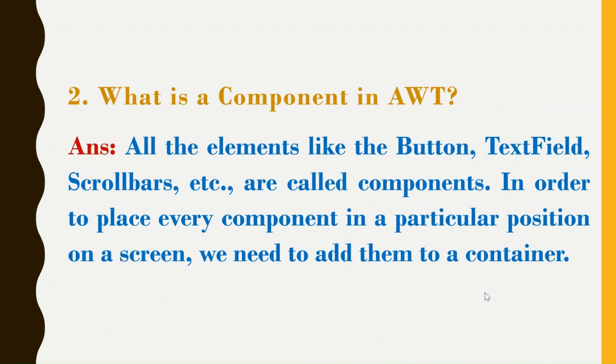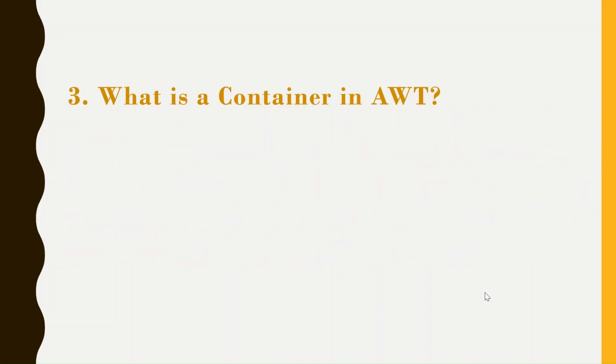What is a component in AWT? All the elements like the button, text field, toolbars, and apart from that we have checkbox, and checkbox group to create a radio button, then list, etc., are called components. And in order to place every component in a particular position on the screen, we need to add them to a container. So we have a lot of components that I need to place on screen, so I require a container so that I can add elements to it. So the components should be added to a container.